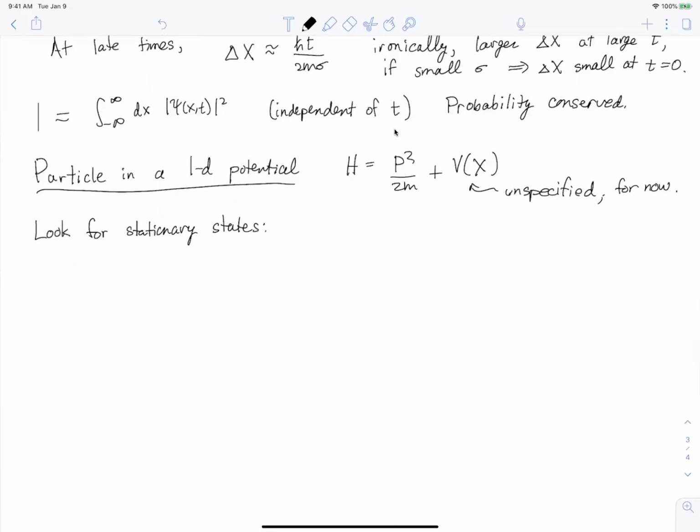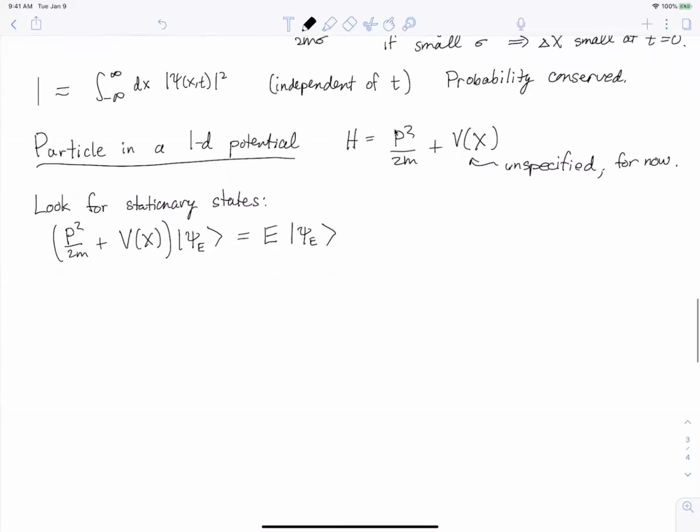So that means we're trying to solve the problem p squared over 2m plus V of x, whatever it turns out to be, acting on the state psi that I'm going to label with an energy label, E, is equal to the number E, which is guaranteed to be a real number, because Hamiltonians are Hermitian operators, times psi_E. And our strategy here is going to be to go to the position representation.